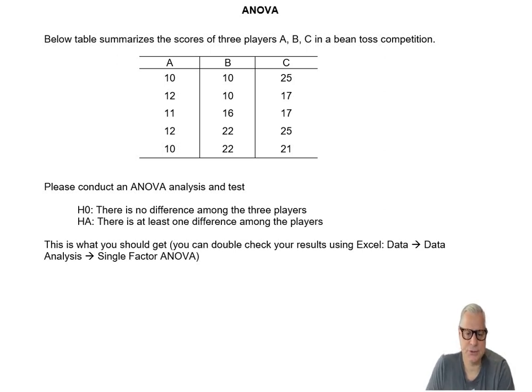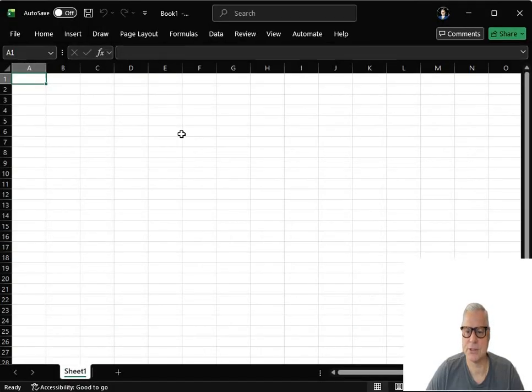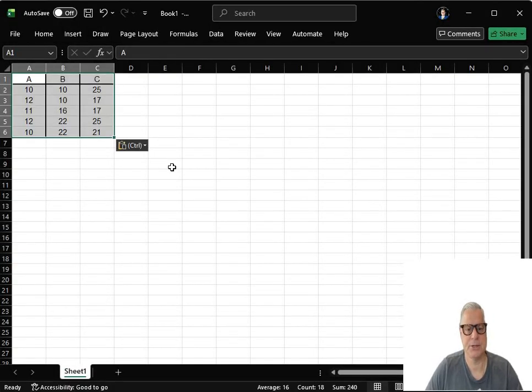The null is there's no difference among the 3 players. The alternative is there is at least some difference. Okay, so what we could do is we just can copy and paste that into Excel and work from there. So that's what I will do. So I'll just open Excel. Let's paste the data here.